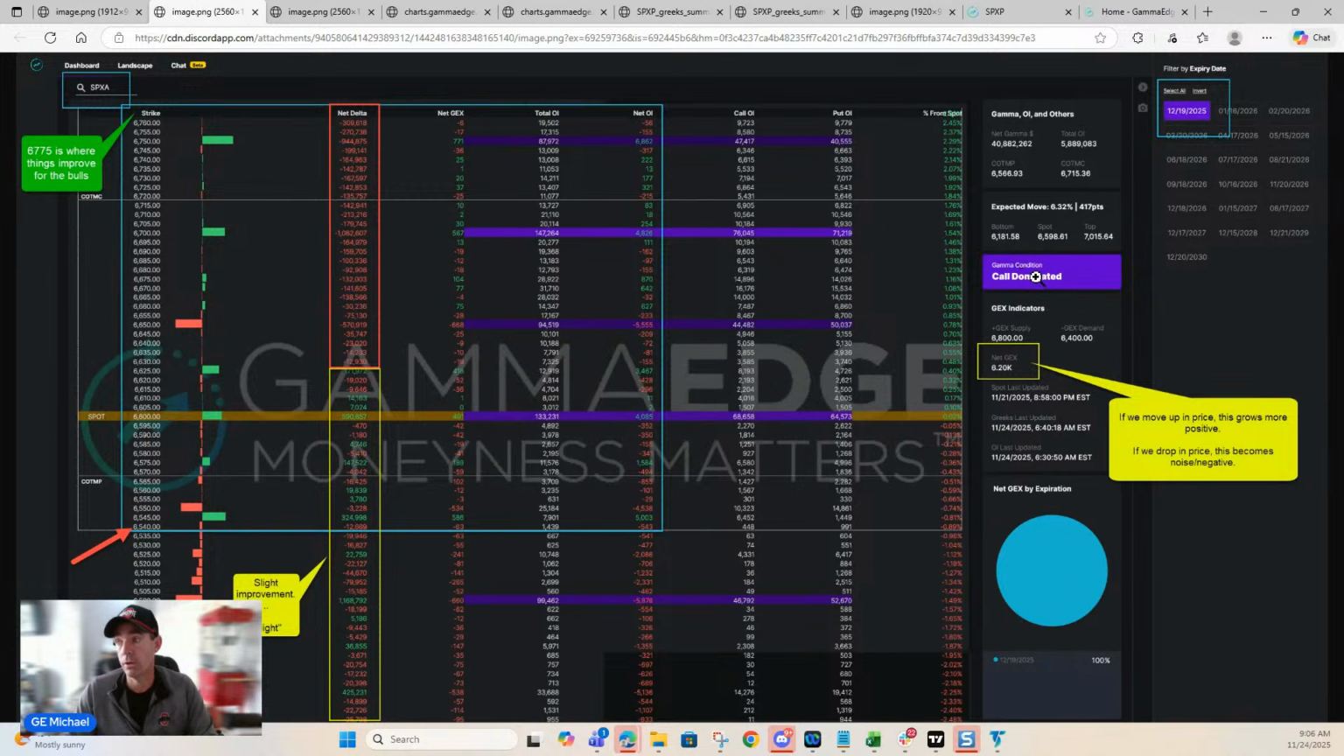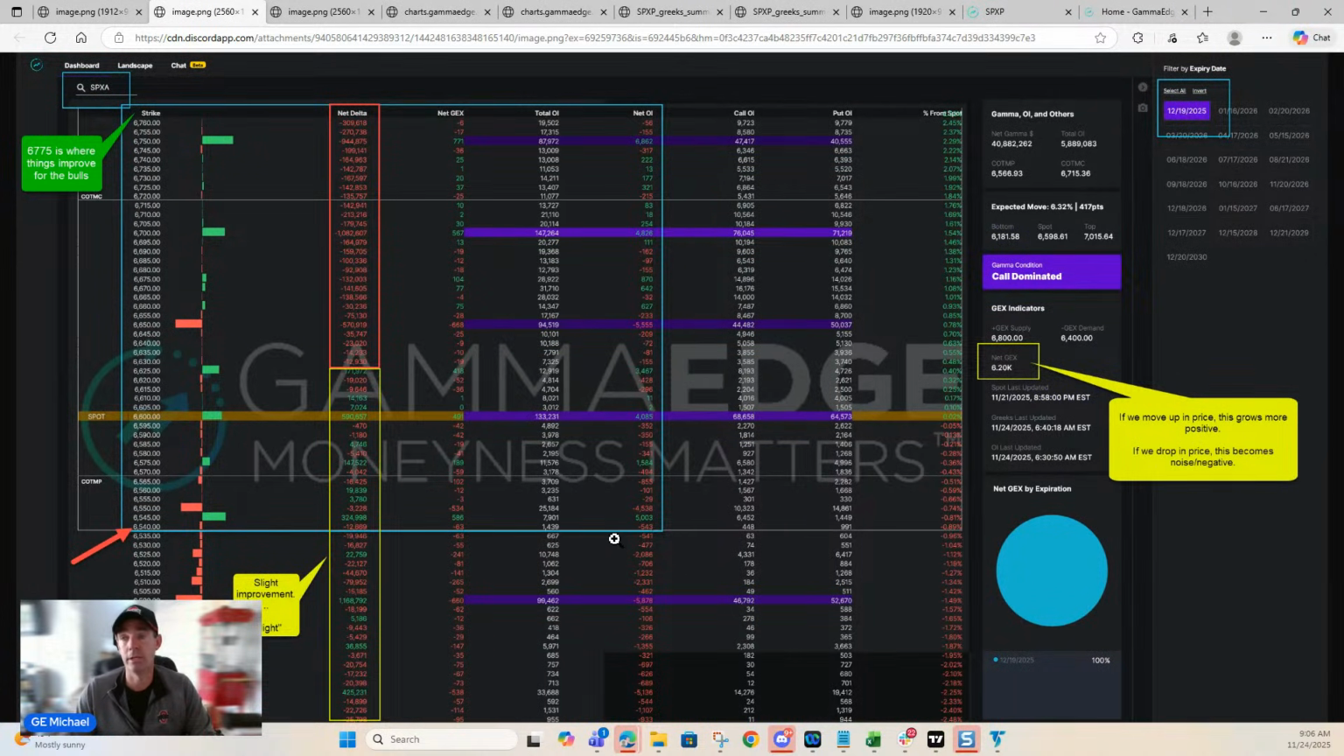You'll notice we are call dominated here. If we move up in price, this grows more positive. If we drop in price, this grows more negative. The reason is that as we move up in price, these are in the money puts overhead, and you would drive these in the money puts out of the money and start capturing more positive delta. Move to the downside, out of the money puts would become in the money, and these in the money calls below us would become out of the money, obviously reversing the overall addition of negative and positive delta.